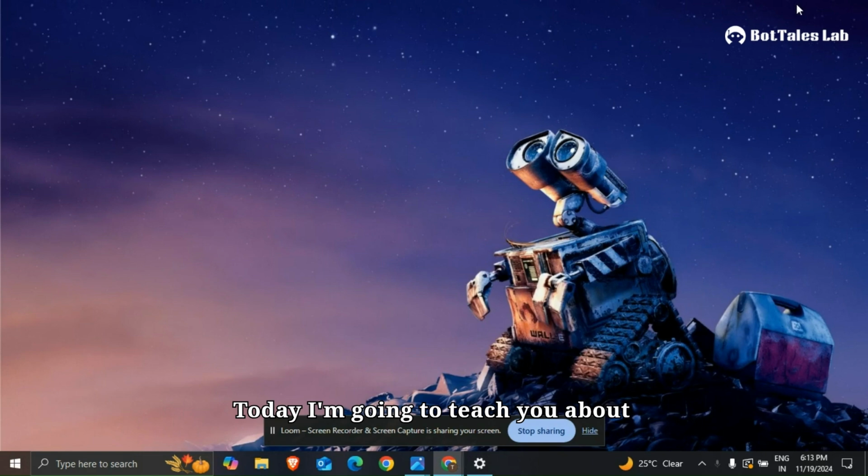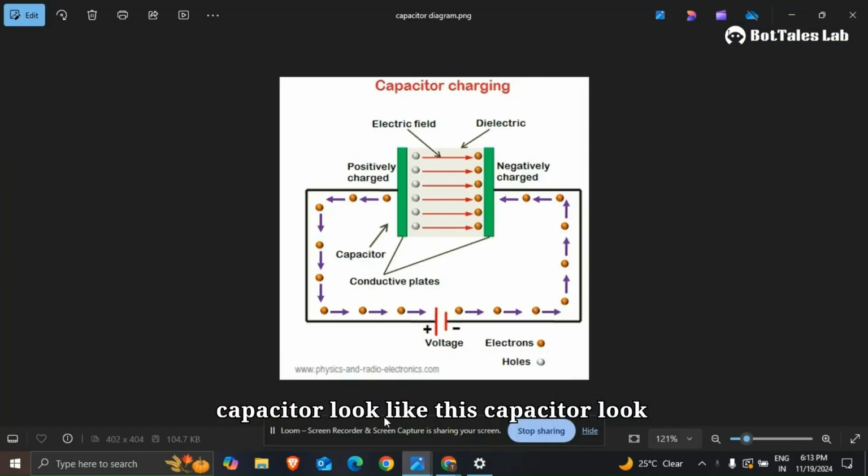Today I'm going to teach you about capacitors, what is a capacitor and why we use them. So basically, a capacitor is like a bucket of electricity. You can say it stores electricity or charge inside it, and later it is given to the component. And I will show you how a capacitor looks like this.